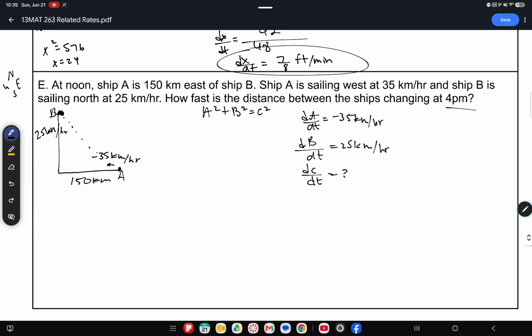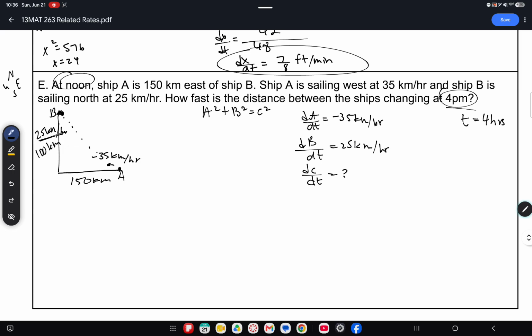Okay. Let's see the hour. So at noon and at 4 p.m. So time-wise, that's 4 hours. So we can find some other things. So for 4 hours, if we're traveling at a rate of 25 kilometers per hour, 25 times 4 is 100 kilometers.